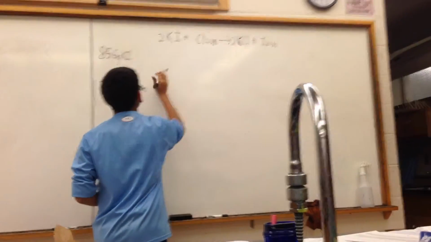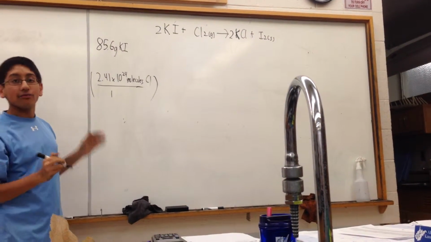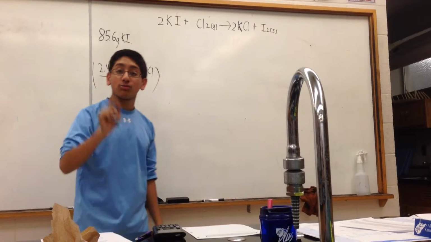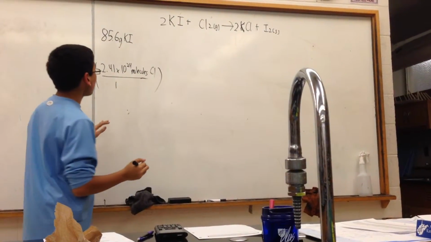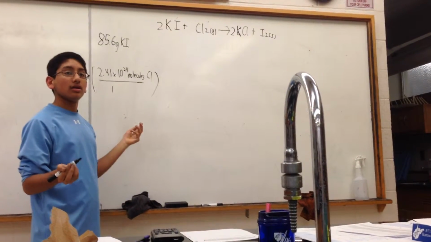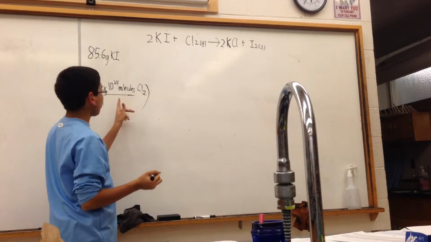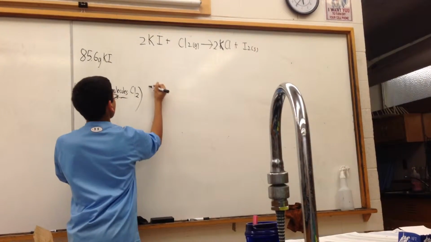Okay. So now, since we are given the mass of two reactants, we need to find the limiting reactant. If we're given the mass of just one reactant, that would be our limiting reactant. So we can't compare grams to molecules of chlorine, right? So we're going to have to convert this. We're going to have to convert its molecules of chlorine gas to grams.